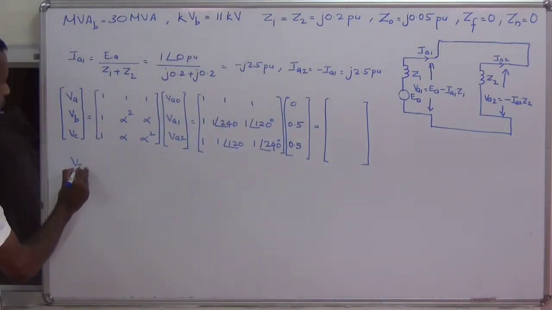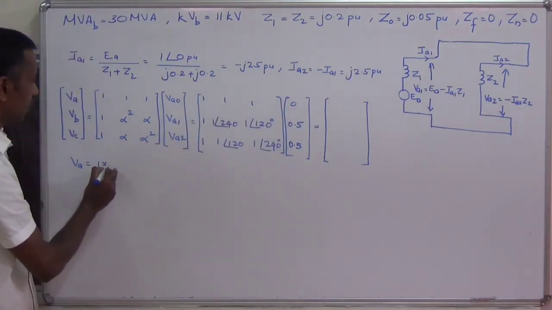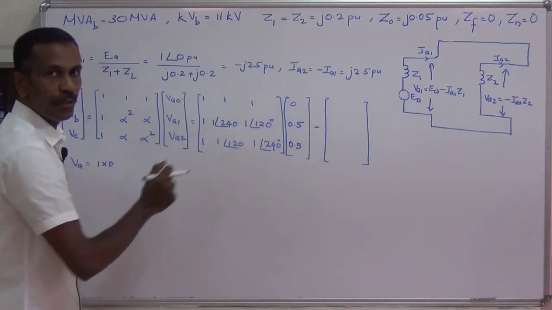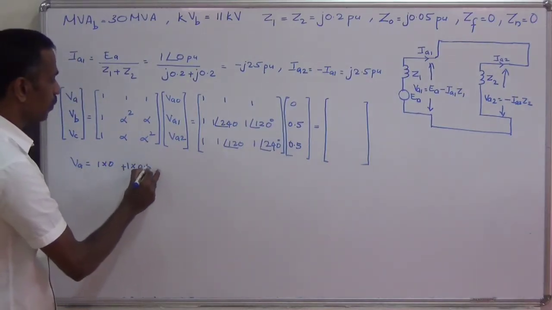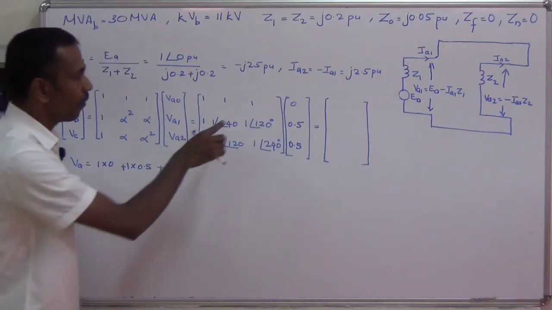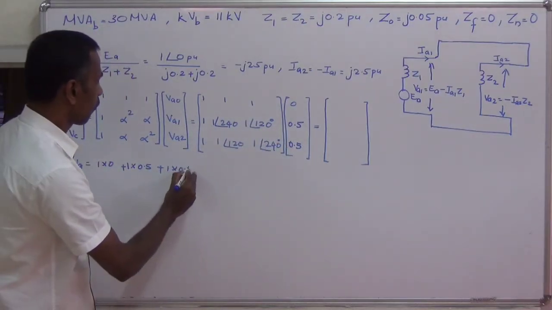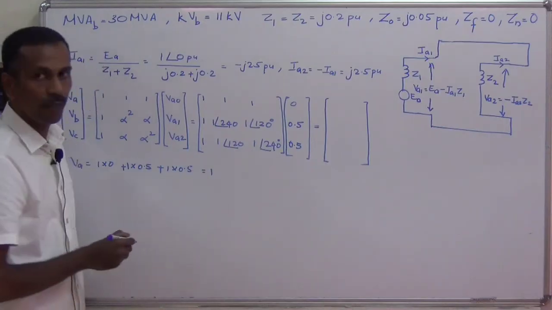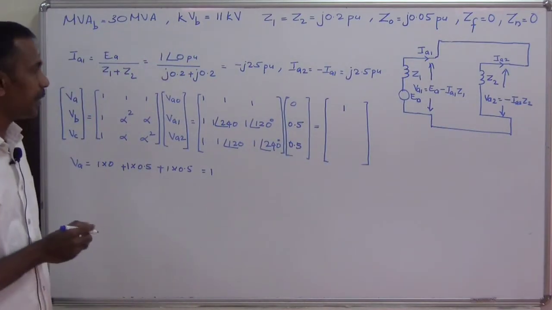So VA equals 1 into 0, plus 1 into 0.5, plus 1 into 0.5. And this is equal to 1 per unit.